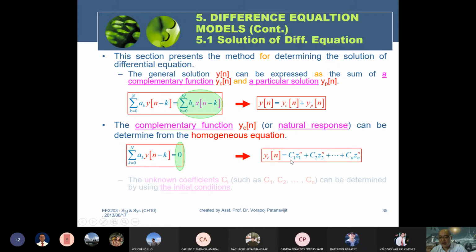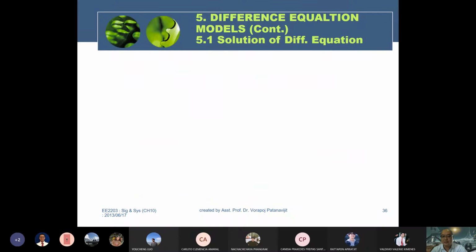And the solution of them, yc or the complementary function, will be in the form of c1 z1 power n plus c2 z2 power n and so on, depending on how many orders you have. If you have one order, you have only one term. If you have two orders, you have two terms. If you have three orders, you have three terms. If you have n orders, you have n terms, up to cn. The unknown coefficients Ci, such as C1, C2 to Cn, can be determined by using the initial condition.